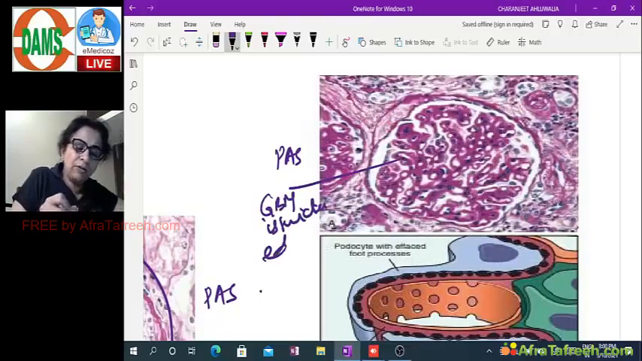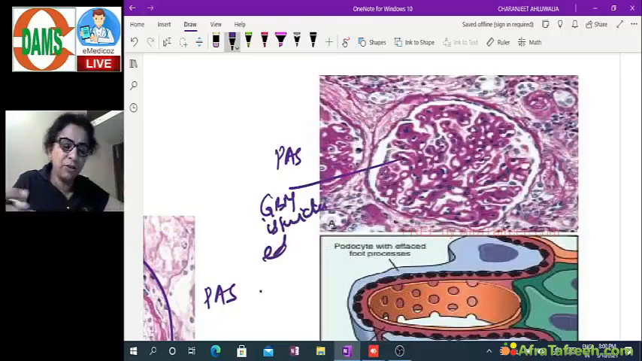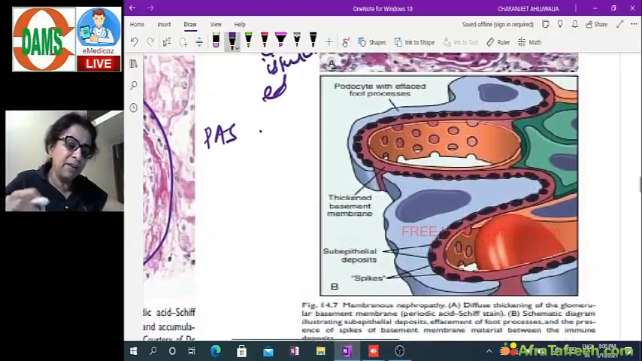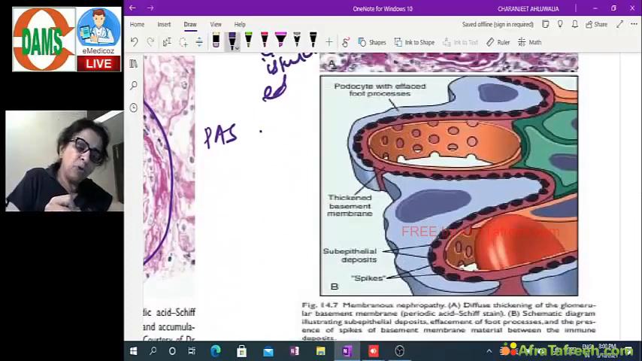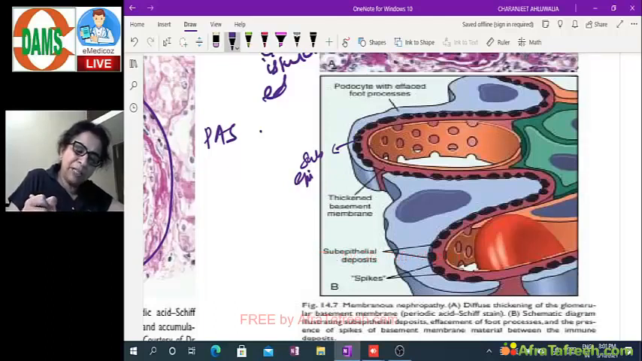Capillary wall, the whole capillary walls are thickened. So GBM is thickened by PAS stain. And if you see here, podocytes are effaced, and where are the deposits? These black colored deposits, they are subepithelial. And the basement membrane GBM is thickened. Number one. Number two, the deposits are subepithelial in location, and this is spikes and domes.